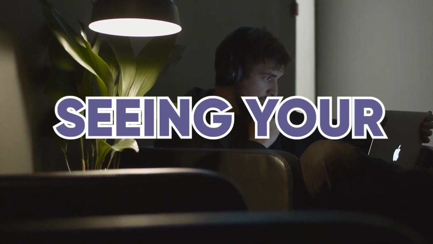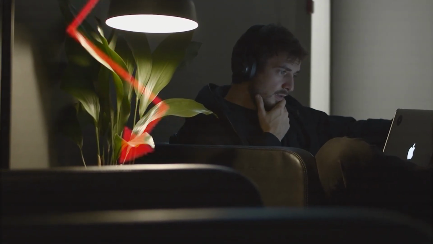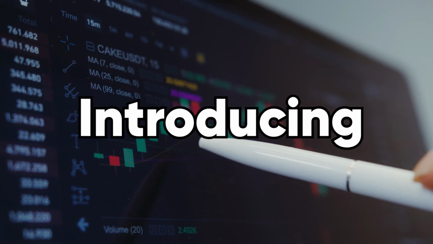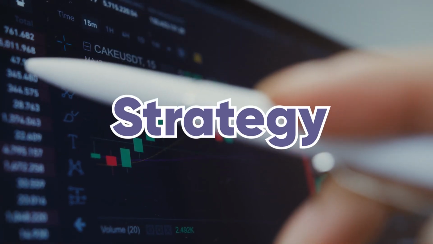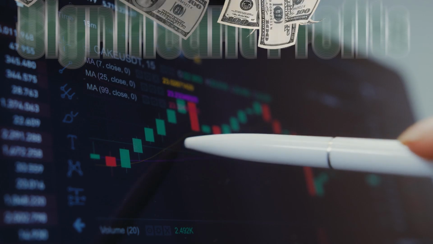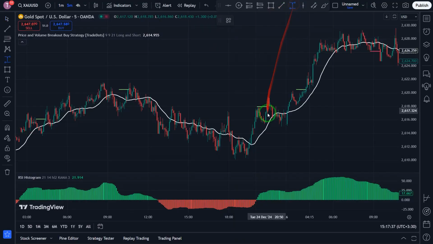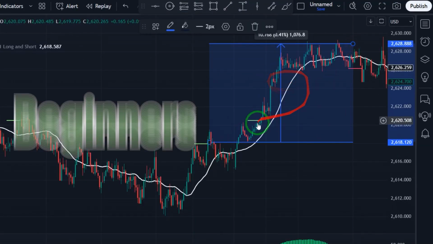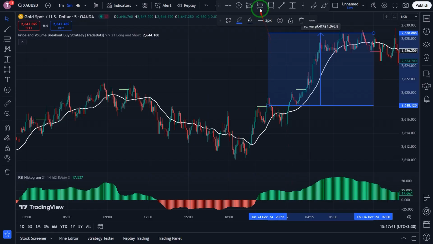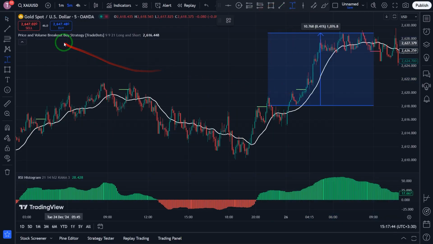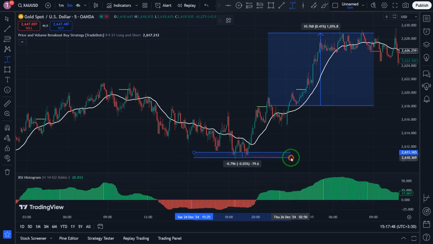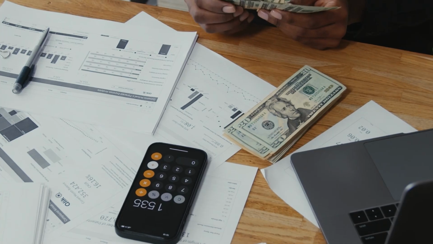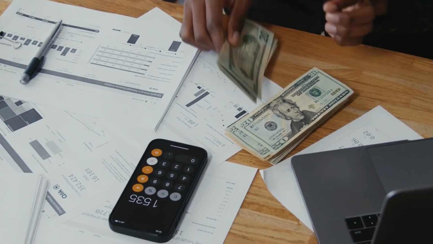Are you tired of seeing your money continuously decrease? Today, I'm introducing you to a simple yet amazing strategy that can turn your losses into significant profits. This strategy is so simple that even beginners can use it. With just 2 simple indicators, step into the world of professional trading and confidently execute successful trades. Ready to make a big change in your trading strategy?